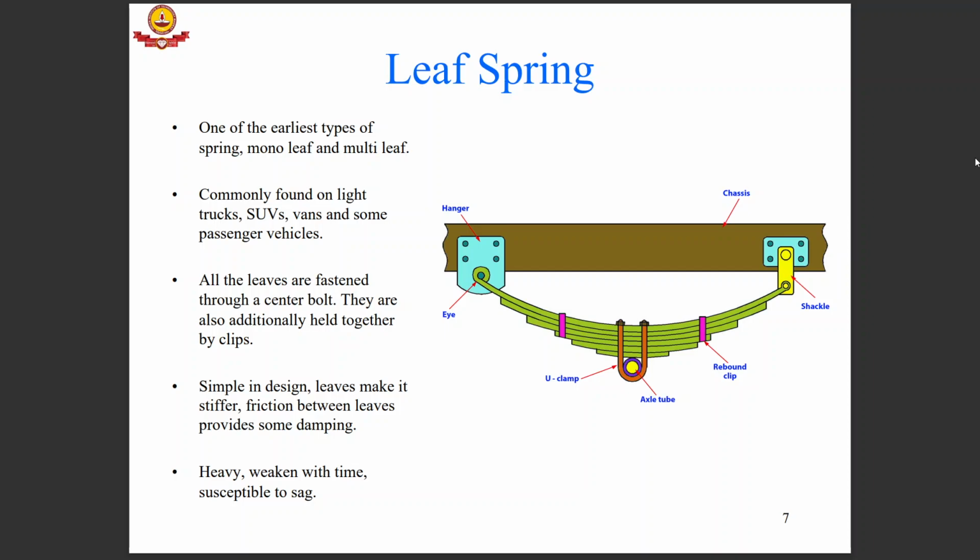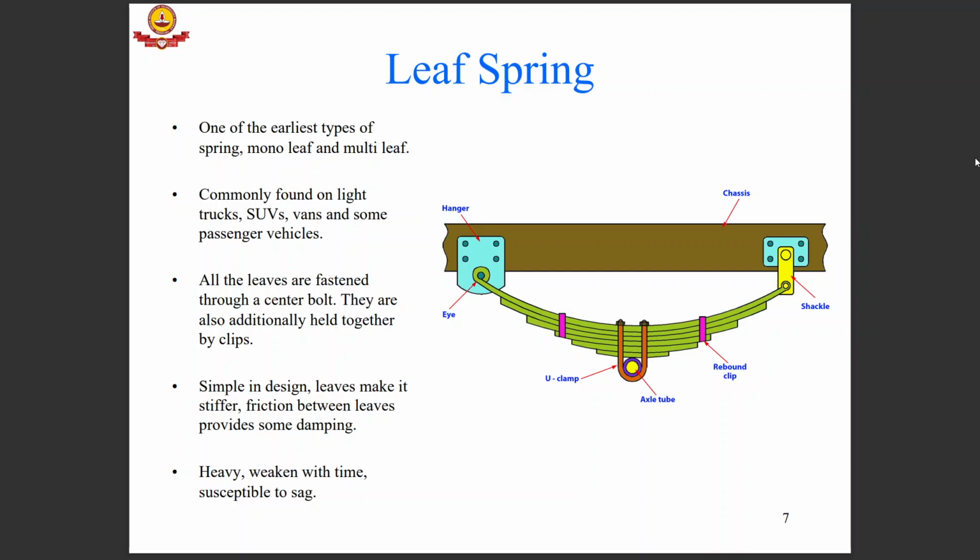So, and this is also very easy to construct, right? It is commonly found on light trucks, SUVs, vans, and some passenger vehicles, but it's predominantly found on commercial vehicles because it's certainly cheaper to work with, right? As cost is a critical component in commercial vehicles.